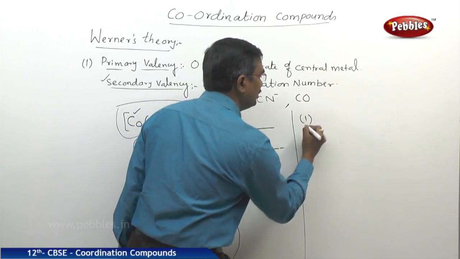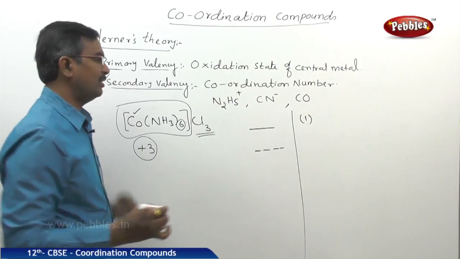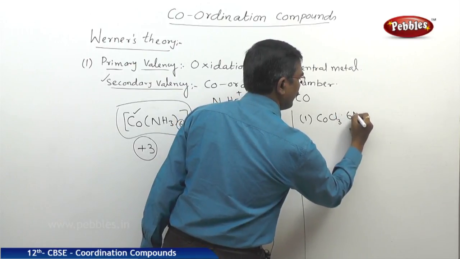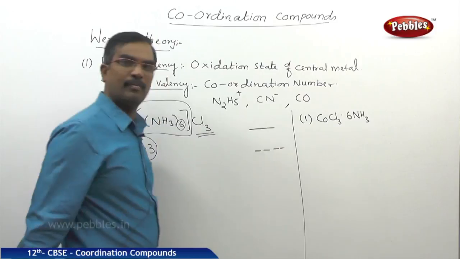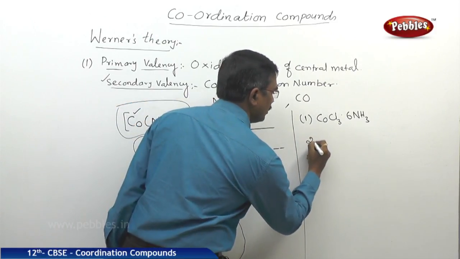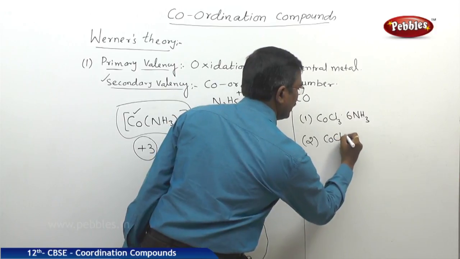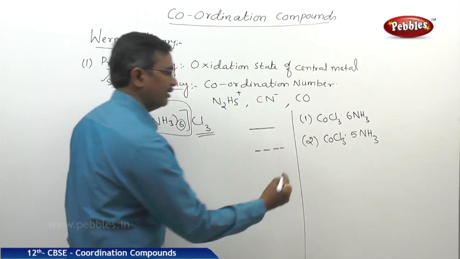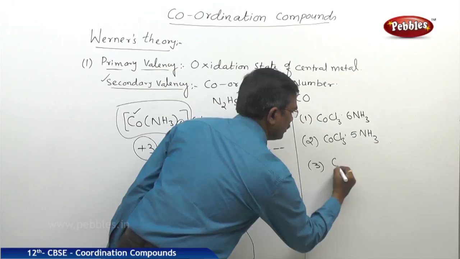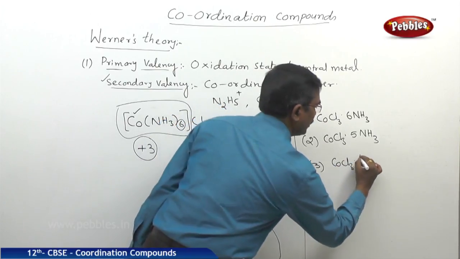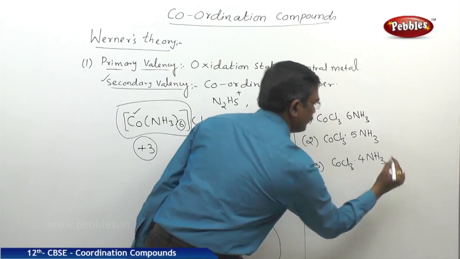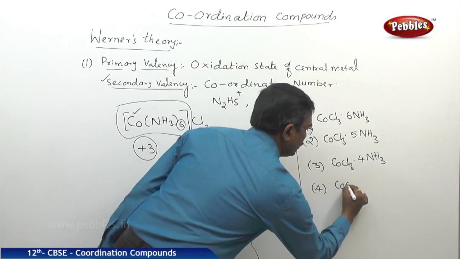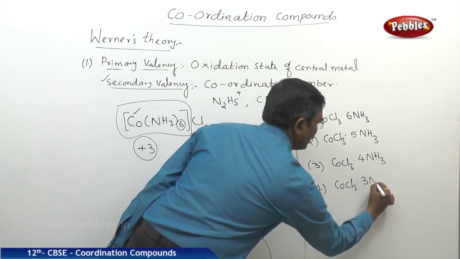Like the first kind I told you here, this is CoCl3.6NH3. And you can also have CoCl3.5NH3, and we can write CoCl3.4NH3, and also CoCl3.3NH3.